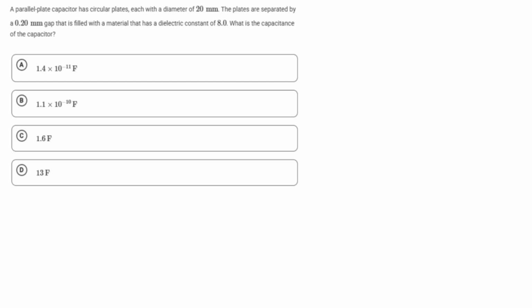This problem says a parallel plate capacitor has circular plates, each with a diameter of 20 millimeters. The plates are separated by a 0.20 millimeter gap that is filled with a material that has a dielectric constant of 8. What is the capacitance of the capacitor?